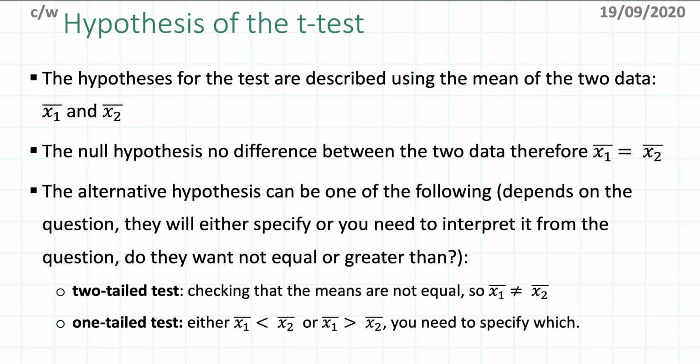So the wording here means that either they're the same or not the same, which means that the null will be that there's no difference. So the first mean equals the second mean. And the alternative will be that there is a difference. So you're going to say that they're not equal. And that's what you want to test. That's because the question just said they want to see if there's a difference between them.